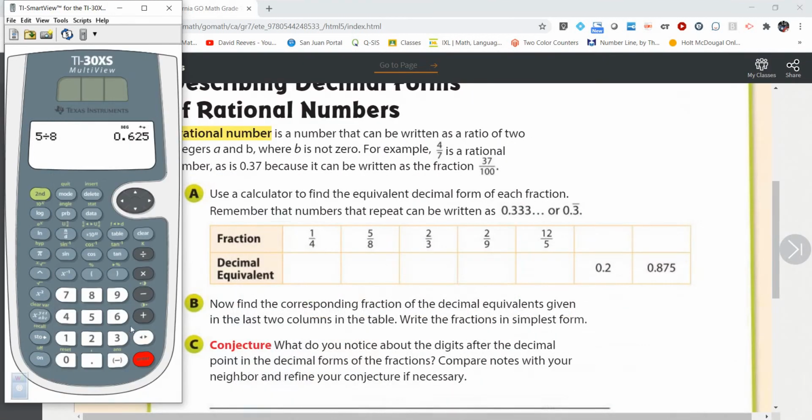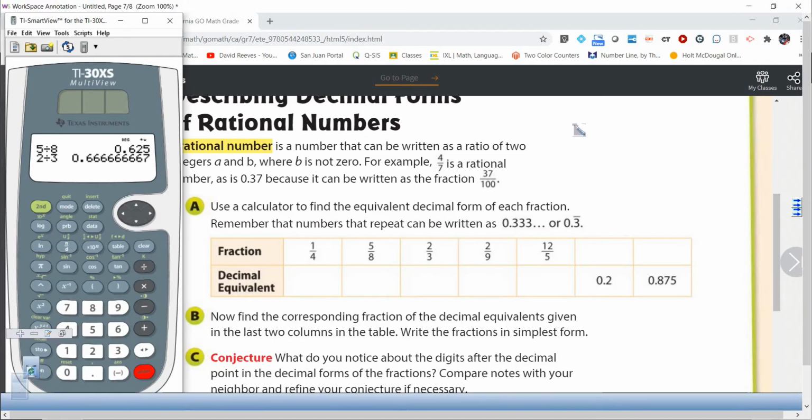2/3 we already said was 0.6 repeating. Now just so you know, your calculator does not have a screen that goes on forever, does it? So if you have this in your calculator, it goes 0.6666666, and then it rounds up that last number, okay? So it's good to know the common repeating ones, all right?